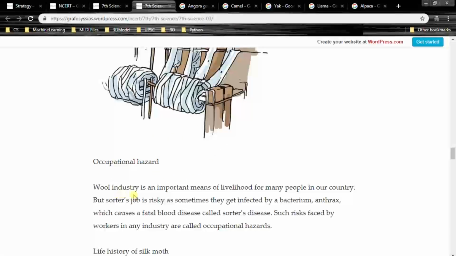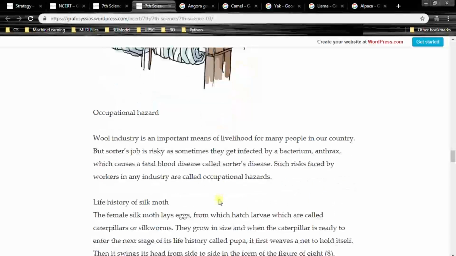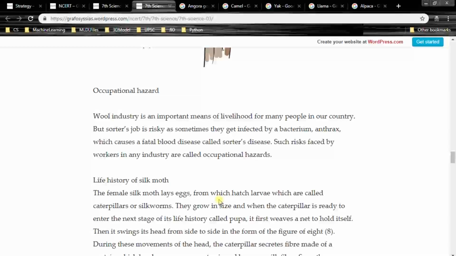Occupational hazard. The wool industry is an important means of livelihood for many people in our country. But a sorter's job is risky, as sometimes they get infected by a bacterium, anthrax, which causes a fatal blood disease called sorter's disease. Such risks faced by workers in any industry are called occupational hazards. So in industry people face occupational hazards.